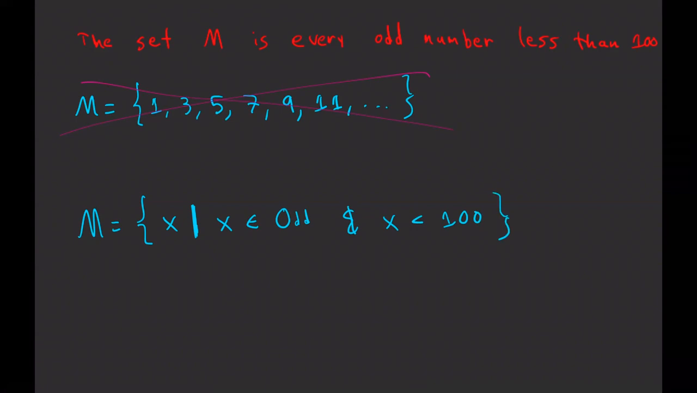What I'm saying here is that this set M is everything. It's all of these elements. It's this collection of objects. And each element, I'm going to just kind of call it X temporarily. And X has to be odd, and it has to be less than 100.